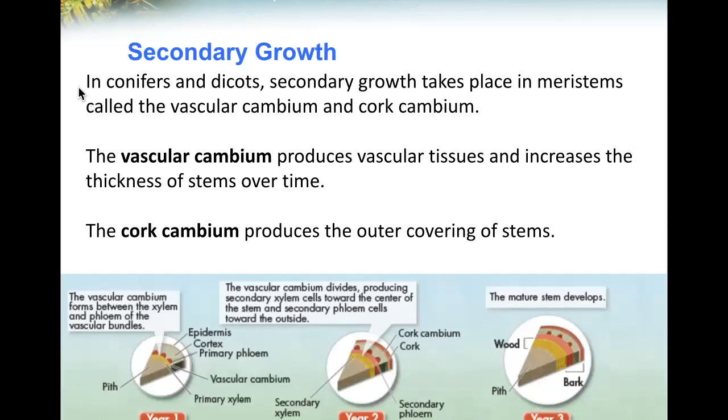In conifers and dicots, secondary growth takes place in meristems called the vascular cambium and cork cambium. The vascular cambium produces vascular tissues and increases the thickness of the stem over time. The cork cambium produces the outer covering of the stems. Year 1, Year 2, and Year 3. We'll talk about these three in the next two slides.